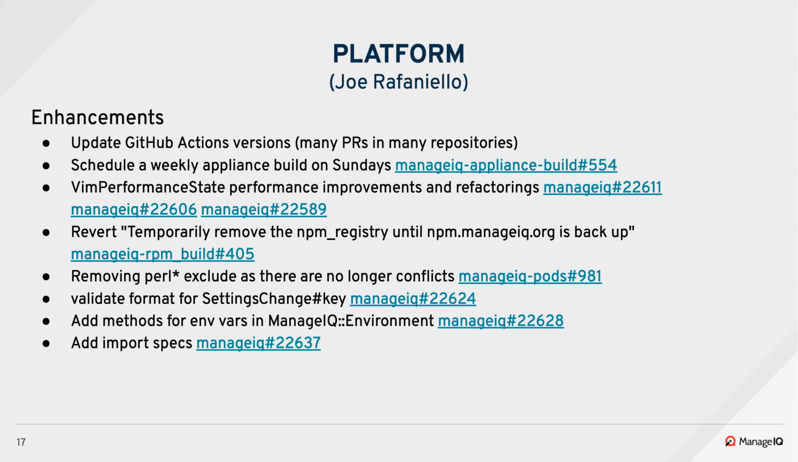In RPM build, Brandon reverted a commit that disabled the npm.manageiq.org when it was down. In pods, Brandon removed the Perl star exclude since it no longer conflicts. Keenan added validation for the format of the settings change key value. Adam added some predicate methods to simplify testing environment variables with Boolean-like string values. And Jason added specs around import-export. Next slide.